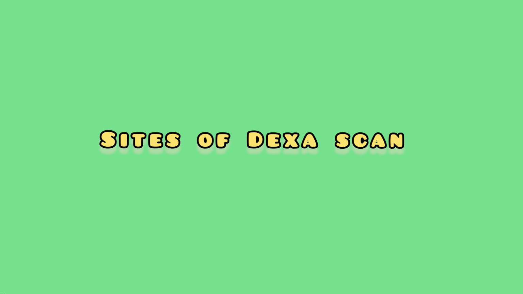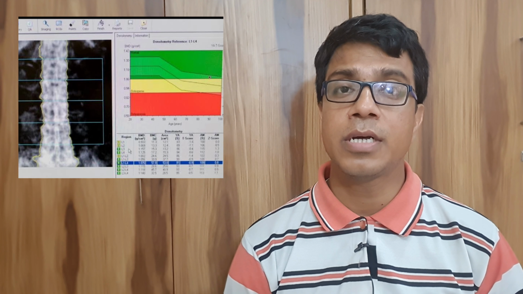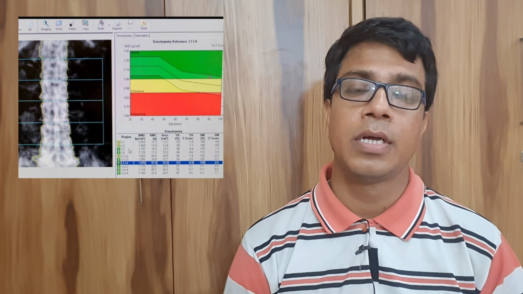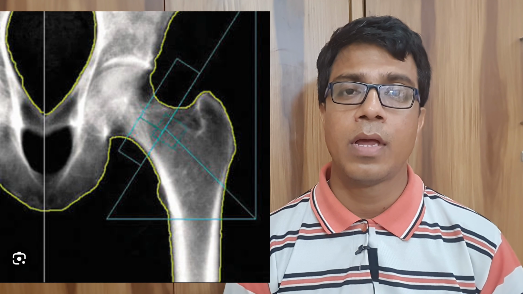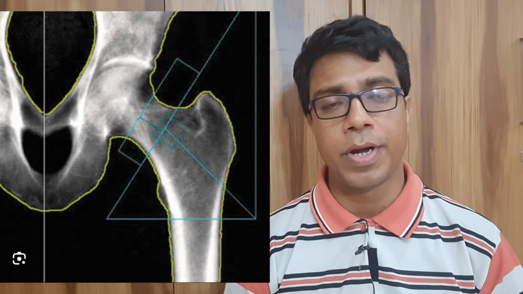What are the sites where we do a DEXA scan? It is most commonly performed in the vertebral column or the spine because it is the most commonly affected bone due to osteoporosis. It is done in the hip joints, both hips, and rarely it is done in the wrist joint. So by assessing the bone density of these three areas, we can understand whether the patient is suffering from osteoporosis or not.